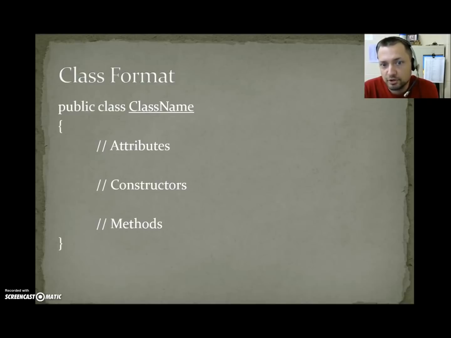If you just put attributes wherever you want, then when you go looking to see if you made an attribute or why its value is messed up, you would have to look in the entire file. So we're going to follow the order of attributes, constructors, and methods. When you read other people's code, this is the format that's usually followed.